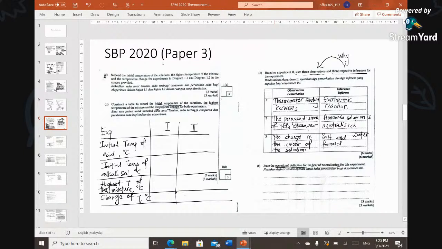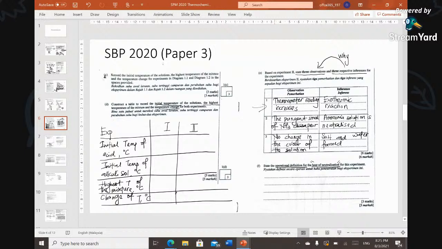Okay, so two things that you're supposed to know when you write down an operational definition: what you do and what you observe. These are the two things that you have to relate. So what have you done? You put the acid into the alkali to produce water. That's what you have done. Then, to see the heat of neutralization, what did you observe? You observe the thermometer reading increases, the temperature increases. So you have to relate these two.